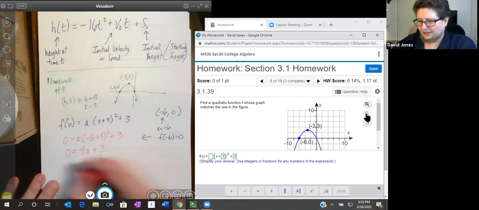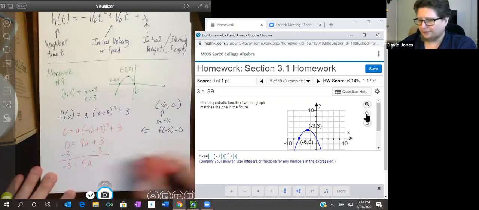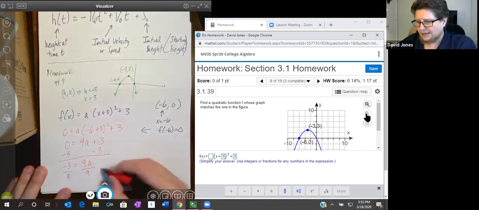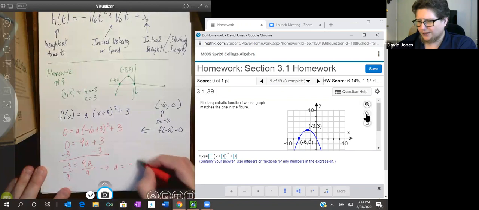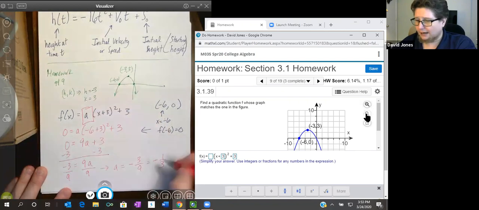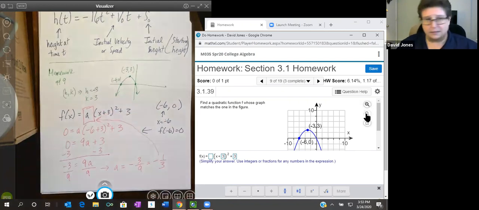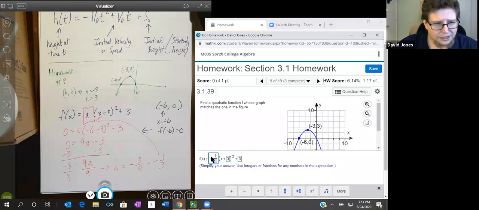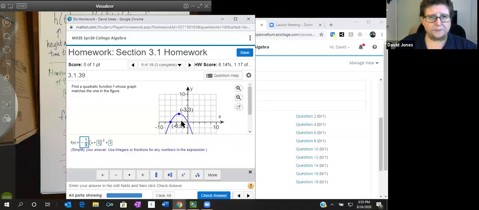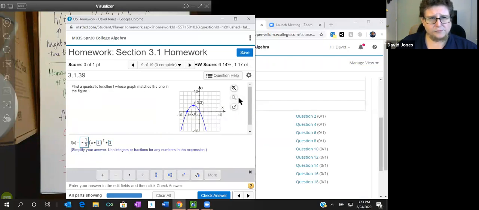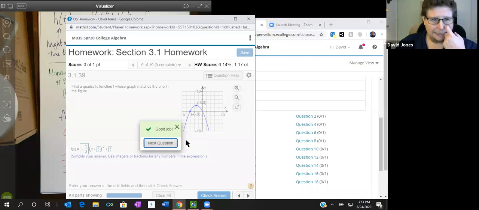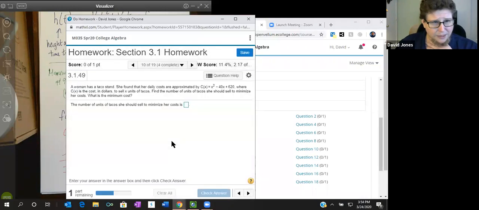And this is just a linear equation. We solve for a, and I get a equals negative 3 over 9, which is negative 1/3. That's what I need to plug in right there. So I should be plugging in negative 1/3. Check our answer. Excellent.